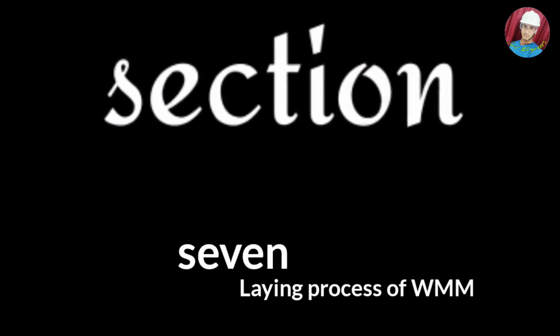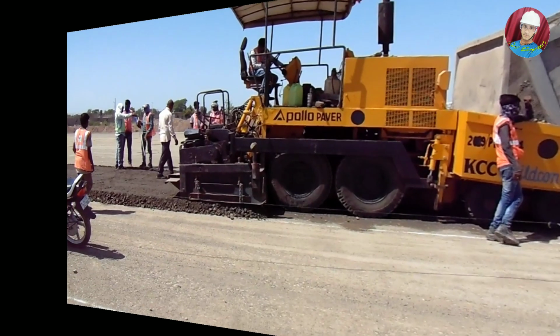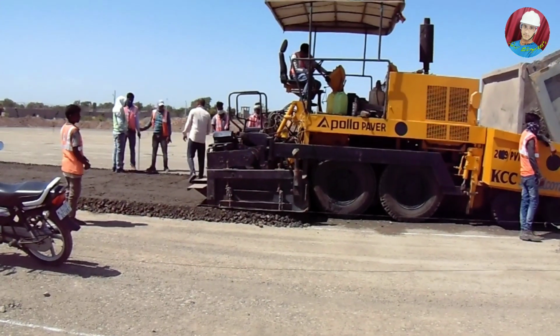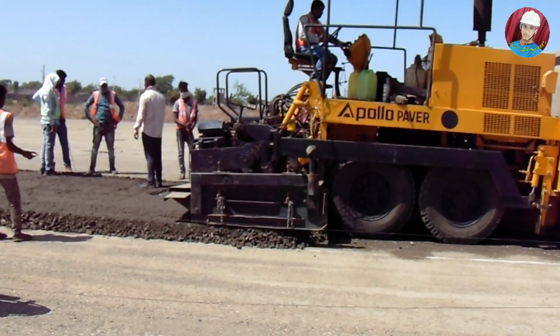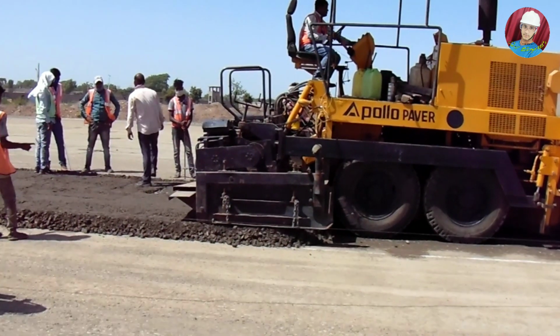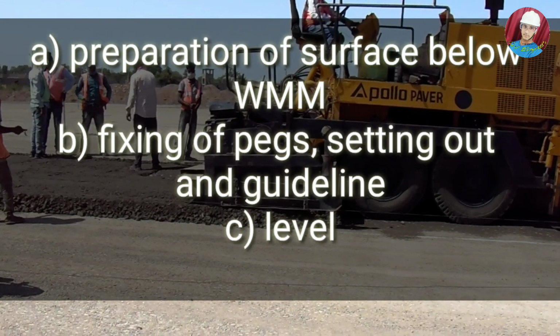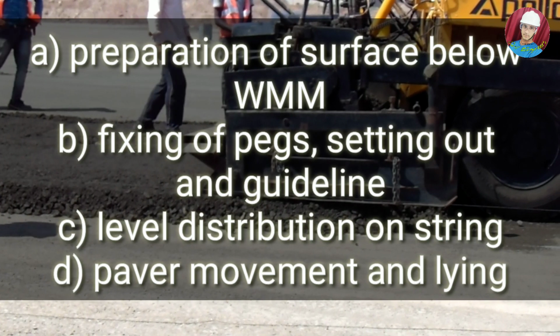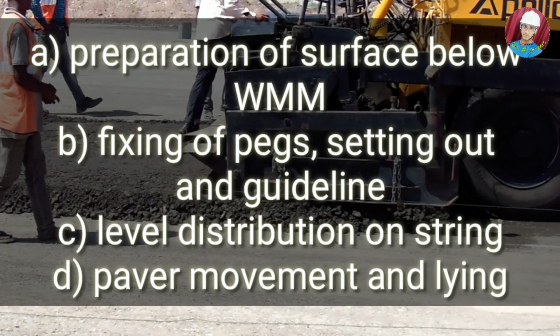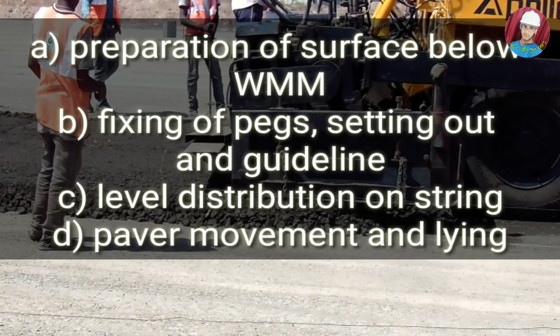The laying process of WMM is again divided into sub parts, that is A, B, C, D. These are the preparation of surface below WMM, fixing of pegs and setting out, giving guidelines, level distribution on strings, and the paver movement and its laying.